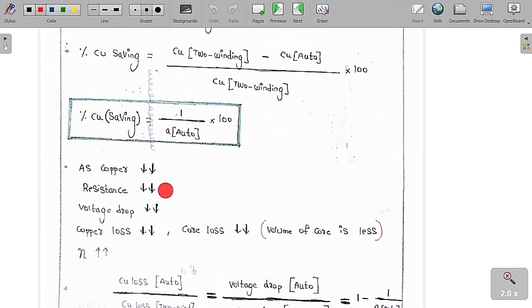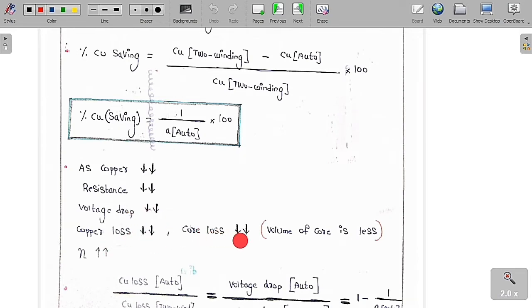See, as copper reduces, what is going to happen? As copper reduces, the resistance will decrease. As resistance decreases, the voltage drop decreases. As the voltage drop decreases, the copper loss decreases. As the copper loss decreases, the core loss decreases because the volume of core is less. So efficiency increases. The voltage drop also decreases because V is directly proportional to R. As R decreases, voltage drop decreases. Therefore the copper loss is also less because there is less amount of copper.